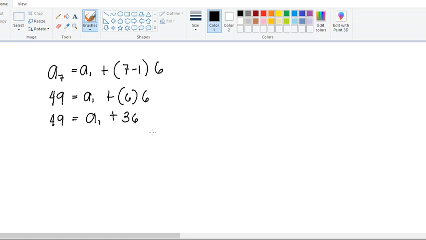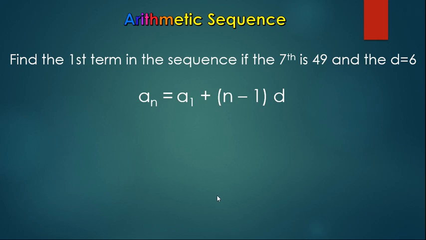So, class, we are looking for the first term, so we can transpose positive 36 to the other side of the equation. So it will become negative 36. So that is equal to our first term. Now, a sub 1 or our first term, 49 minus 36, that is equal to positive 13. So therefore, the first term for this problem is equal to positive 13.